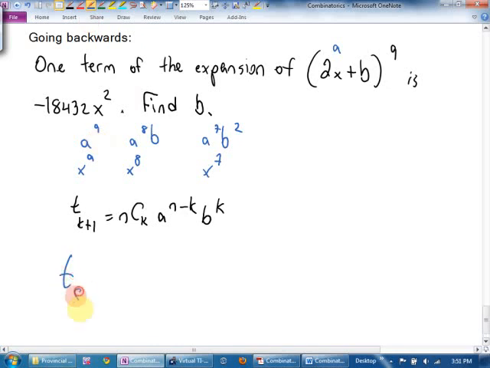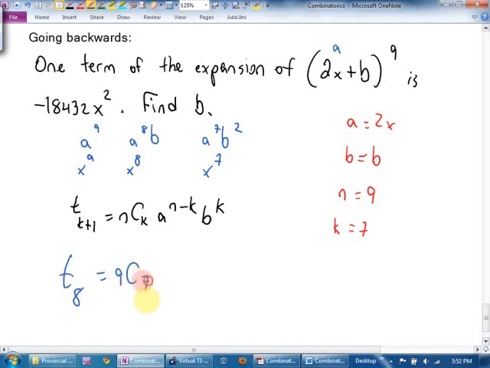Now, here's what that means. I'm going to make my list over here. A is 2x. B is b. What's n in this question? 9. What's k? Careful. 7. And when I fill all this in, then I'll get 9 choose 7.